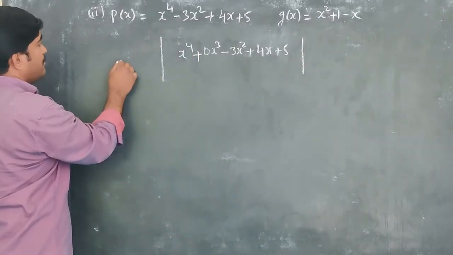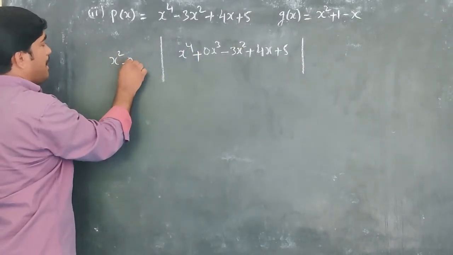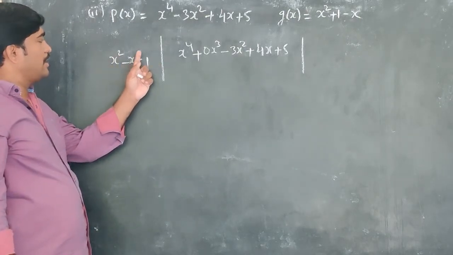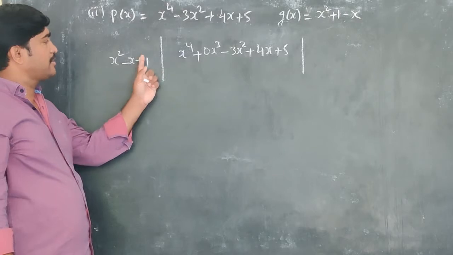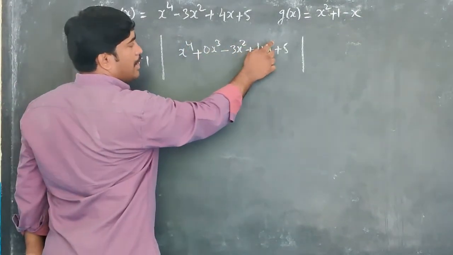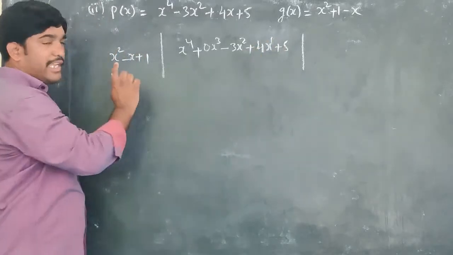Now what is the divisor? X square minus x plus 1. If you observe this one, descending power 2, 1, 0. Now x square, x, constant. Similarly here 4, 3, 2, 1, 0. Nothing is missing now, so I can solve this problem.